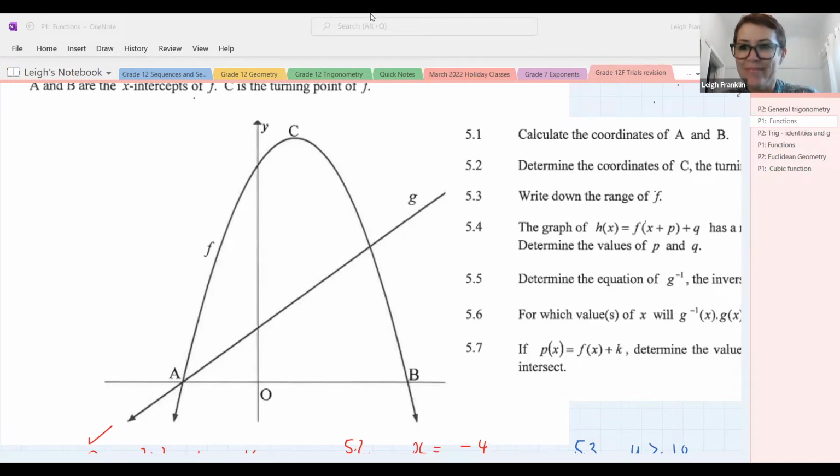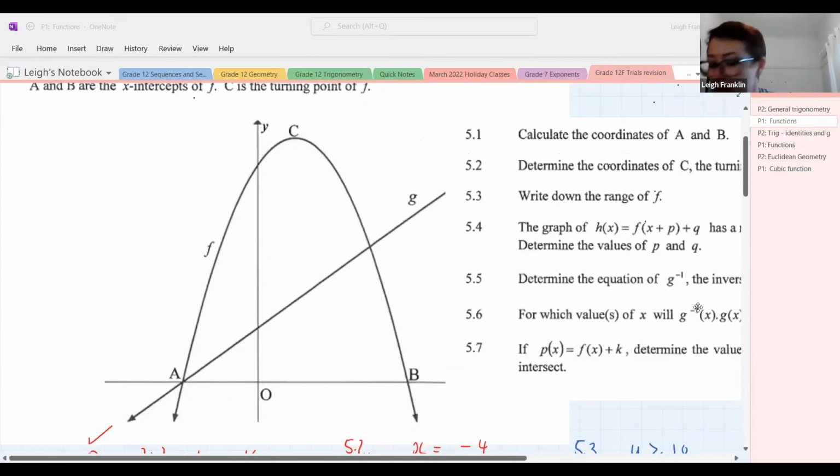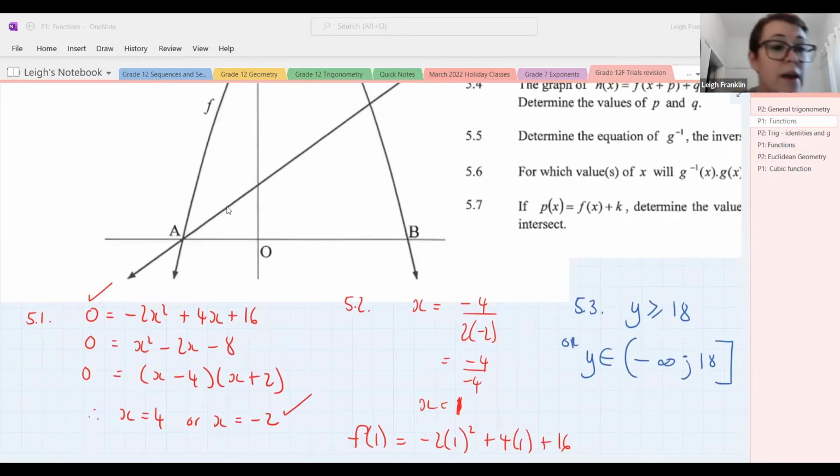Hi, ma'am. Hi, Naledi. Ma'am, I'm confused at 5.3. Okay. I can see that Sipile has also said that they're confused. What's confusing you, Naledi? I don't understand why you are saying y is greater or equal to 18. You know what? You're quite right. I did it the wrong way around. Hang on a second. It's supposed to be smaller than.